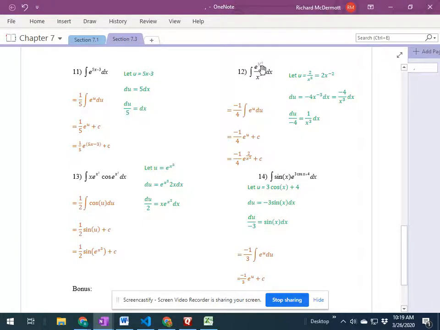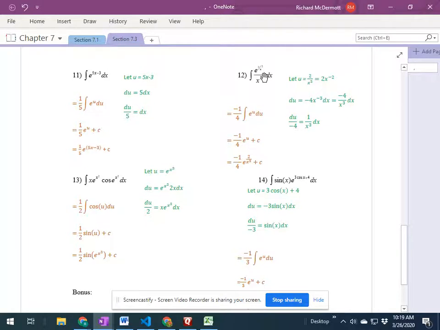But here, we're just going to let u equal the power on e. So we're going to let u equal the 2 over x squared. So then I'm going to rewrite that as 2x to the negative second, to put that in a derivative-friendly form. So now we're going to take the derivative of that.